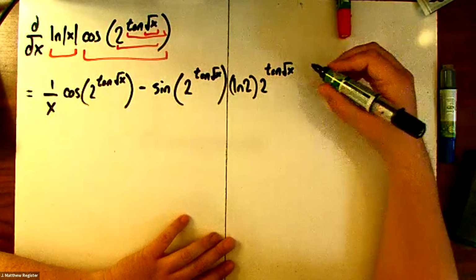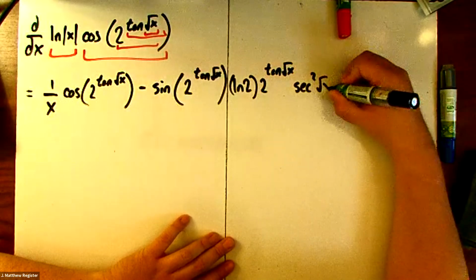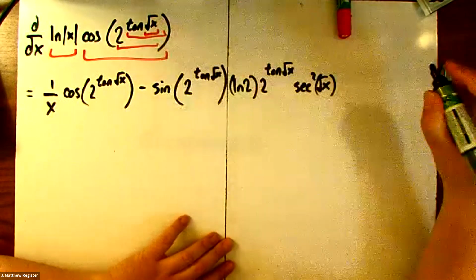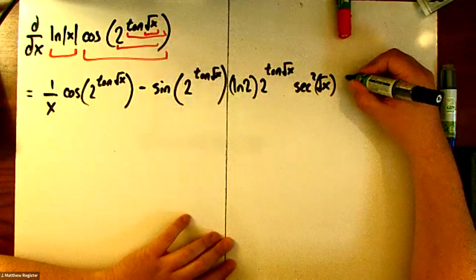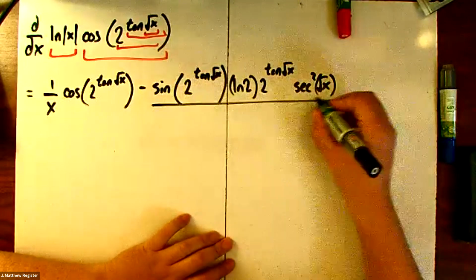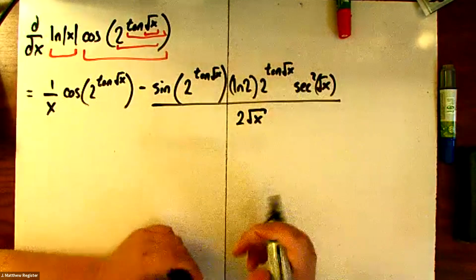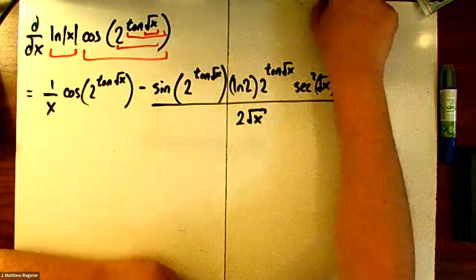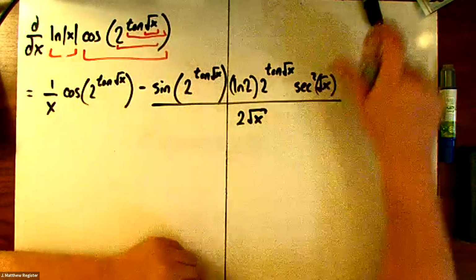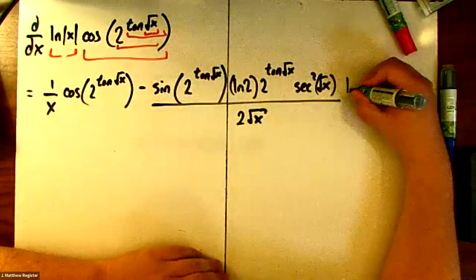The derivative of tangent of stuff is secant squared of stuff. And the derivative of the square root is going to be equal to 1 over 2 root x. And so we could even just divide this whole thing by 2 root x. Oh, and I forgot something, our natural log. That would have been bad. And so let's throw a natural log of x in at the end.